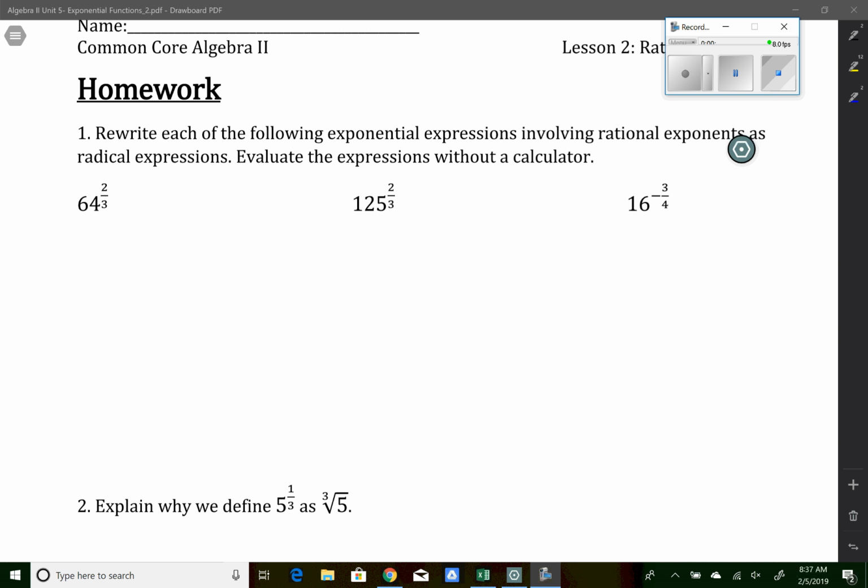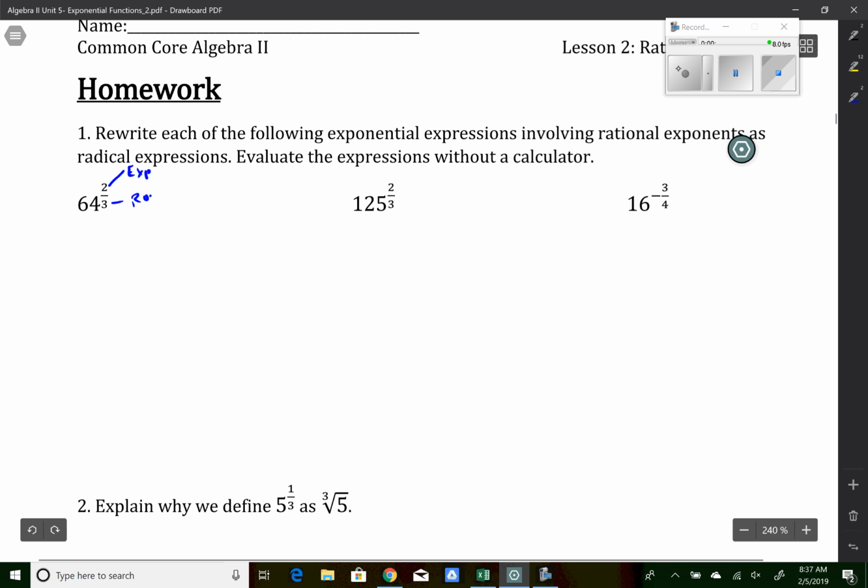So one of the things that we learned was all the rational exponents have this rule of exponent over root. So I know when I see this fraction in the exponent, the numerator is the exponent, the denominator is the root. So if I want to rewrite 64 to the 2/3 power, I'd rewrite that as the cube root of 64 all to the second power.